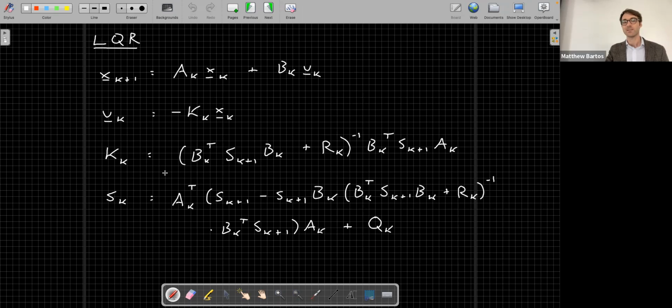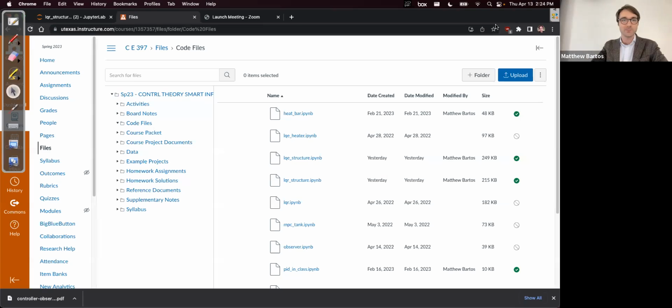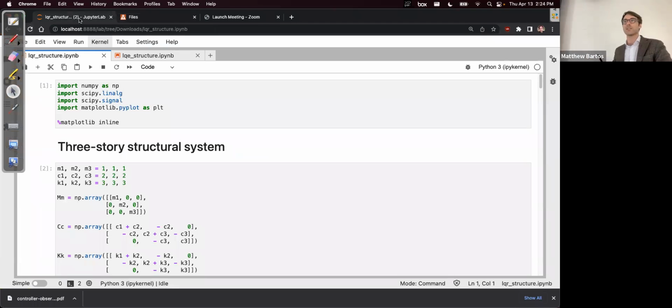And the gain depends on this S matrix, which represents our weighted cost over time. And that is given by this expression here. And it's a function of both the input cost and the state cost matrix. Okay, so when you have a recurrence relation like this for LQR, this is actually solved backwards in time, starting with the final time step and going backwards in time. And once you have an expression like this, you can go ahead and code it up, which I have done for you in this notebook here. So let's take a look at this notebook.